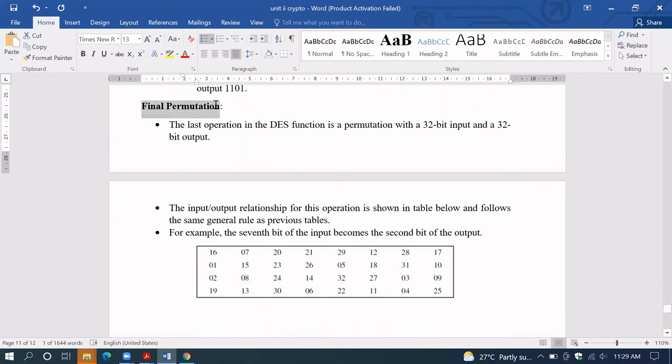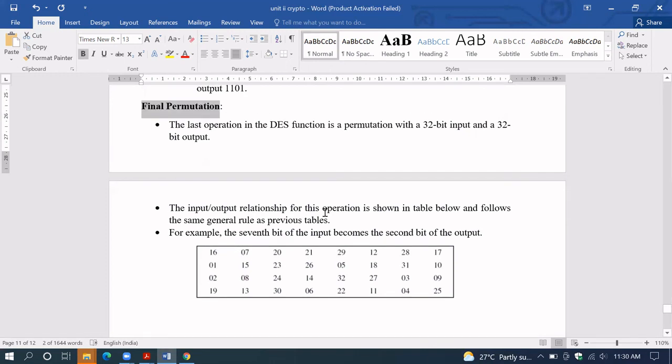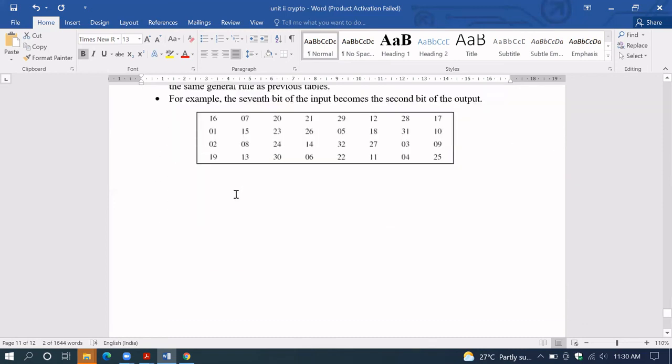Next, finally comes the final permutation, where you are combining both the left plain text and the right plain text, each of 32 bits, to obtain the corresponding 64 bits. In that final permutation, the first bit will be the 16th bit, the second bit will be the 7th bit, and so on as the output, and you'll obtain the final 32-bit output. In the final permutation, the last operation in this function is this permutation with a 32-bit input and a 32-bit output. Finally, what happens?